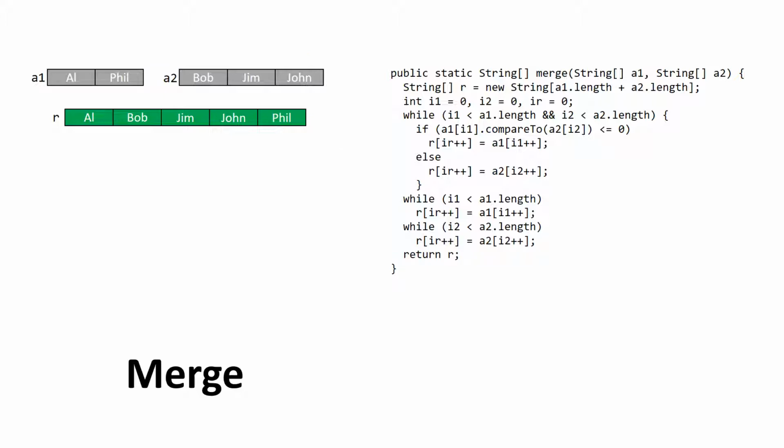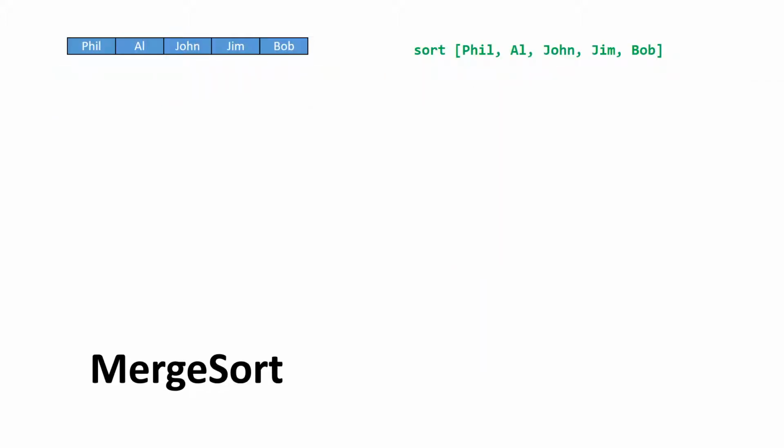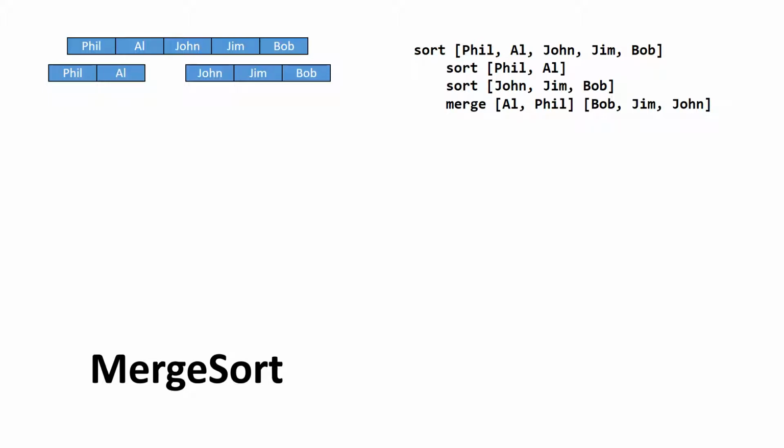So now we have a merge function that we can use in our combined merge sort program. Now that we understand how to merge very efficiently, let's see how to take advantage of that in a sort. So we'll start at the top with our unsorted list, and our mission is to sort Phil, Al, John, Jim, and Bob into alphabetical order. We start by splitting it into two lists. And then we're going to sort each of those two lists independently, and guess what? Merge them back together again.